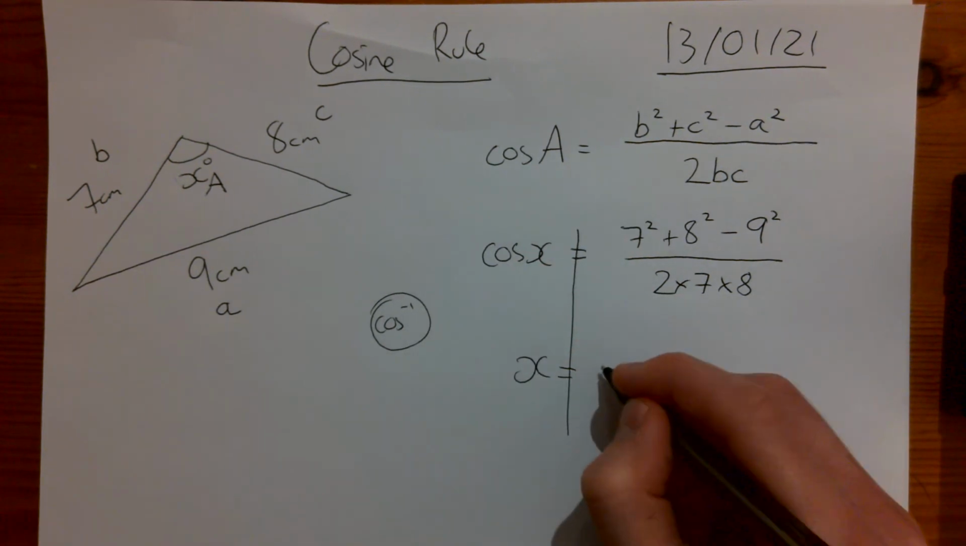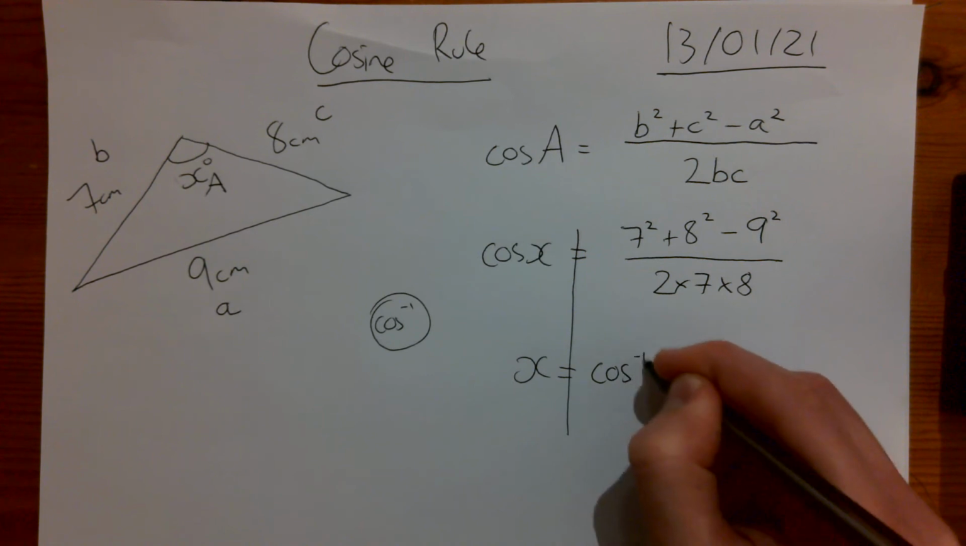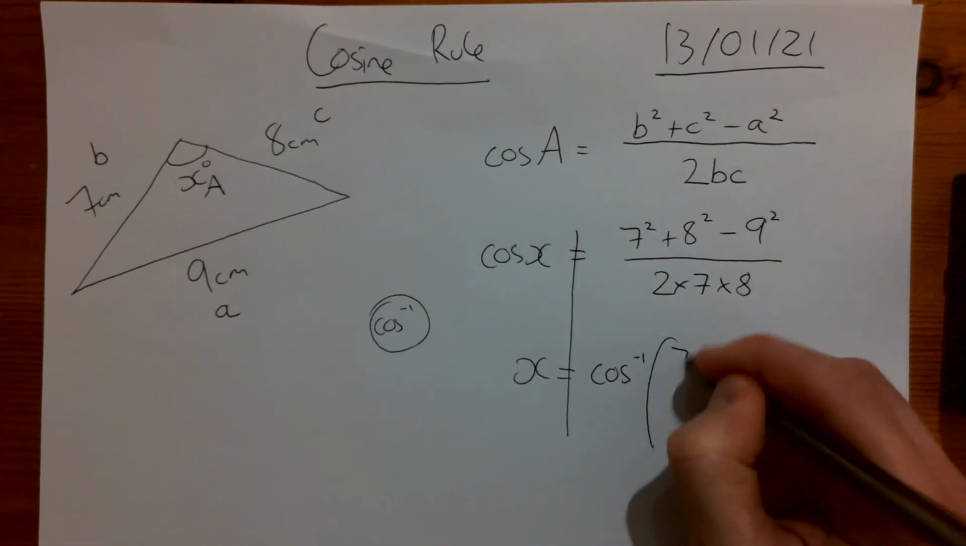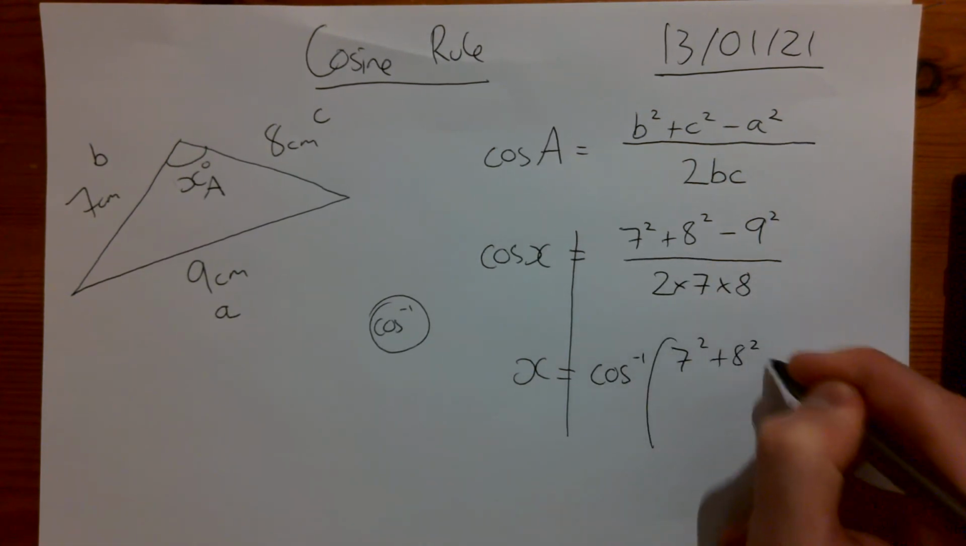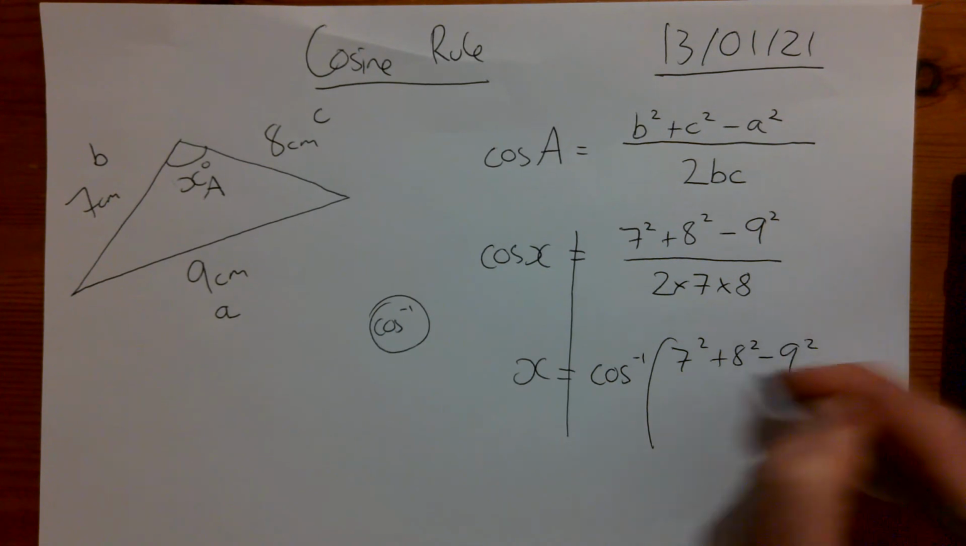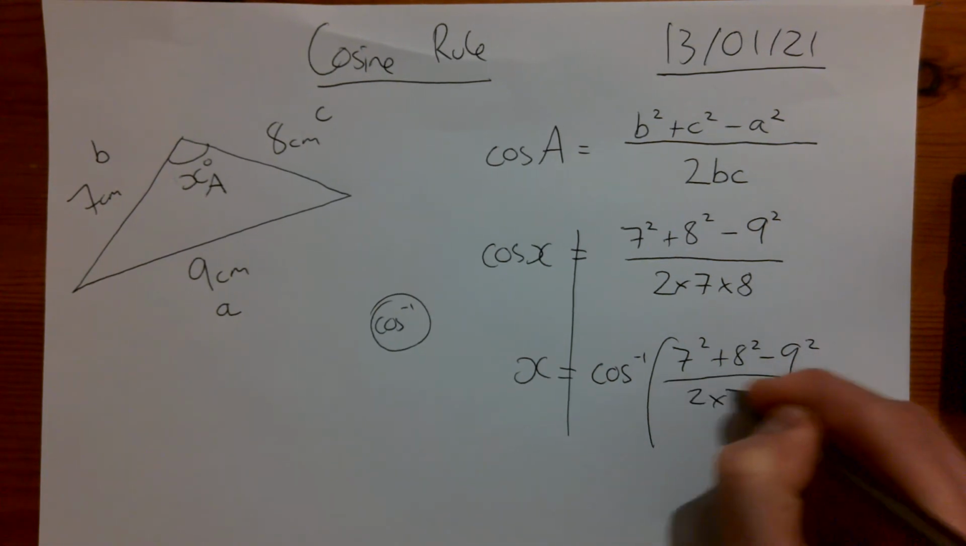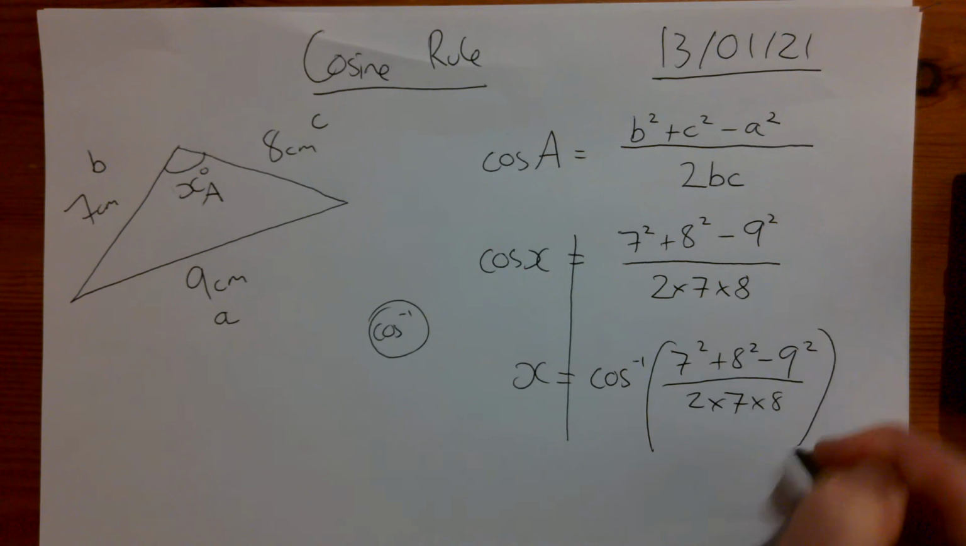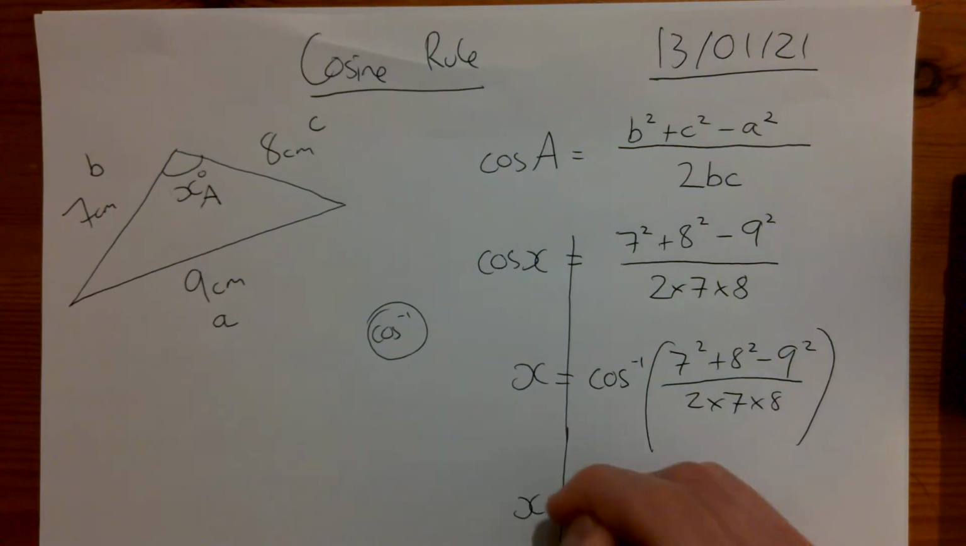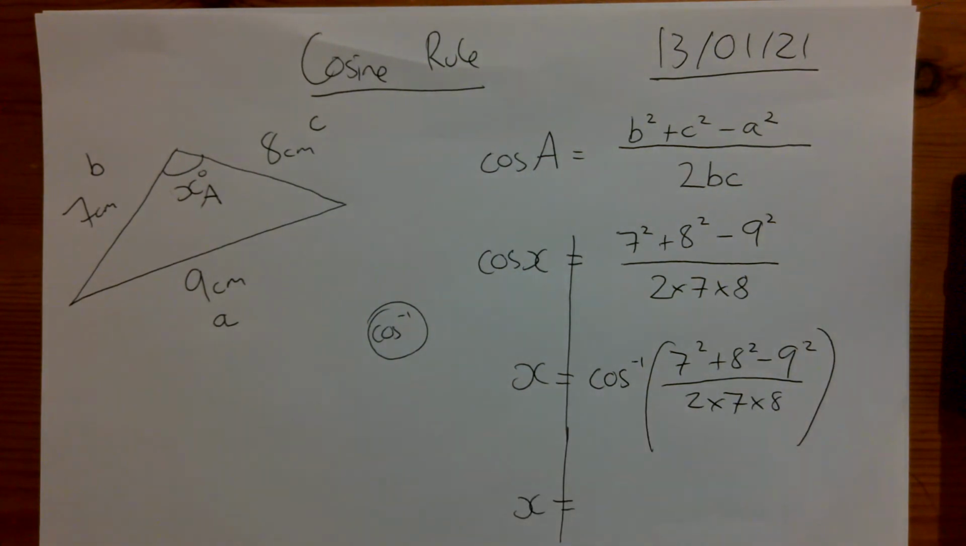And hopefully you have done inverse cos of both sides, that cancels the cos and gives you x, and then the right hand side is just going to give you inverse cos of everything we had in the previous step: 7 squared plus 8 squared minus 9 squared over 2 times 7 times 8, and then all that's left is to get that as a normal number.